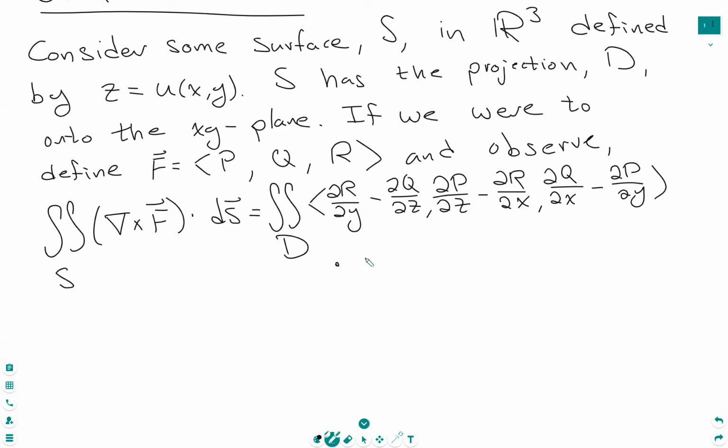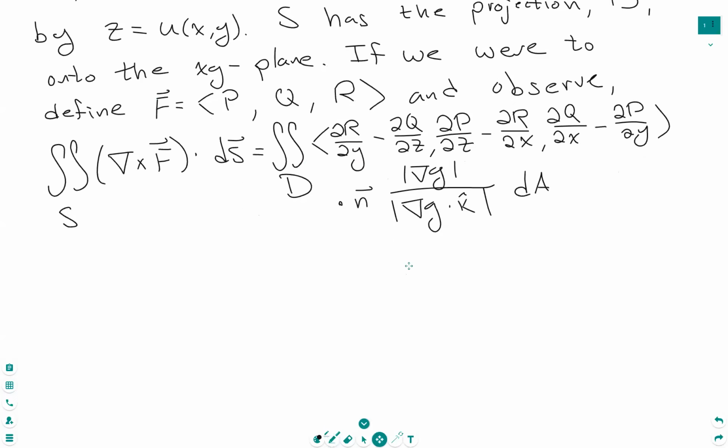And remember, we're dotting this with the normal that we have not found yet, this n vector. Then we have the magnitude of the gradient of g divided by the magnitude of the gradient of g dotted with k hat, because we are projecting to the xy plane here. If we were projecting to a different coordinate plane, we would just change this to that. We could just call it p, but very specifically, we are projecting to the xy plane. Okay, so we can write the flux of the curl of F as this, and we've learned how to convert surface area integrals to an area integral, that's just this double integral. So what is this G function? Well, we said here that z is equal to u, a function of x and y.